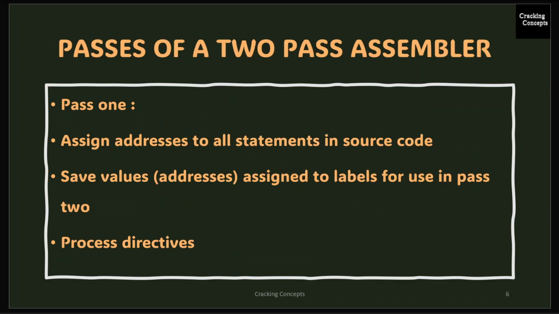Now we look into the different passes of a 2-pass assembler. During pass 1, the input is the program for pass 1 and optab. The output is the intermediate file, symtab, and the length of the program.